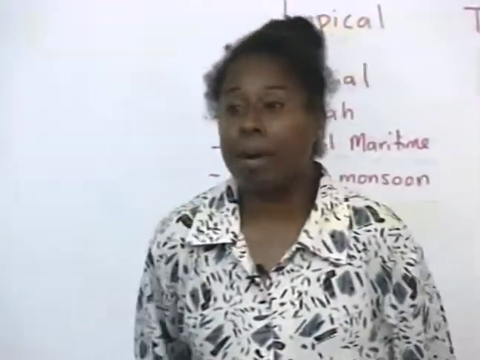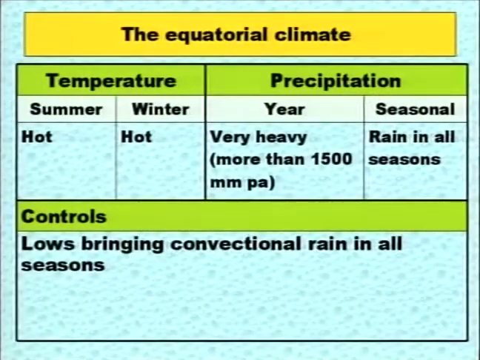If we had to do a summary of the equatorial climate, the table that we have on the monitor would be a good one to sum up this type of climate. Okay, let's look at the table, and perhaps I'll give you at least time to make note of it. The equatorial climate, look at the temperature. Summer is hot, winter is hot.